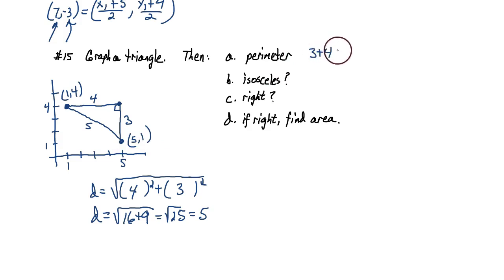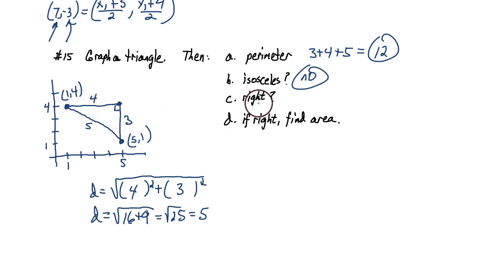3 plus 4 plus 5 is 12 units. We're asked if this is an isosceles triangle. An isosceles triangle is a term from geometry class. It refers to a triangle that has two equal sides. Well, then the answer is no, because it doesn't have two equal sides. They are all different lengths.